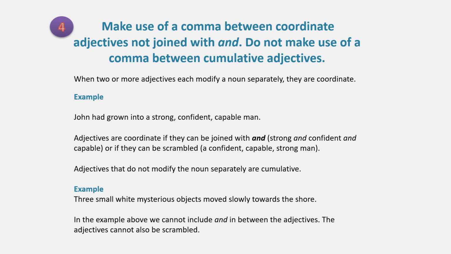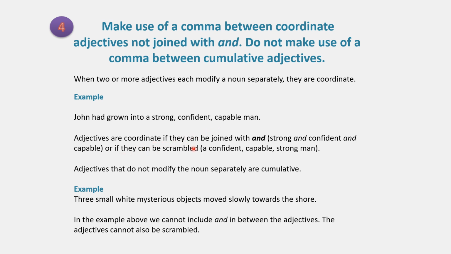John had grown into a strong. Now, in this example, we see that these three adjectives are coordinates because adjectives are coordinates if they can be joined with and. So in this example, we can say strong and confident and capable. So if we can include and between each of these adjectives, then the adjectives are coordinates.